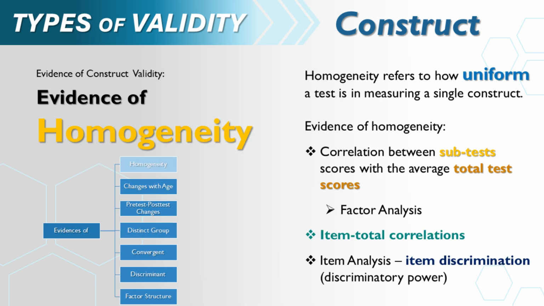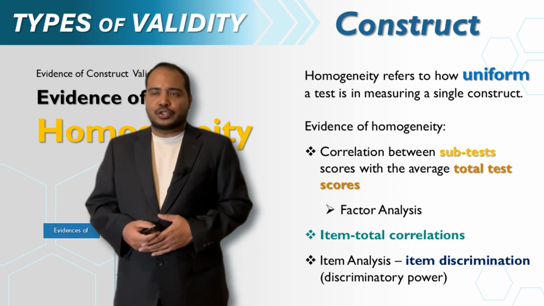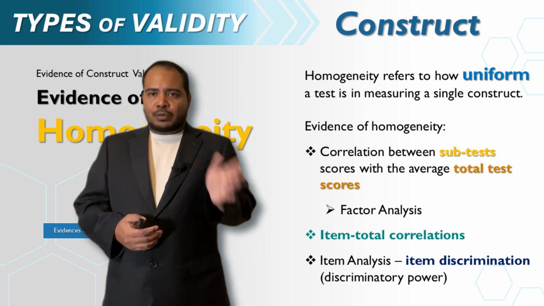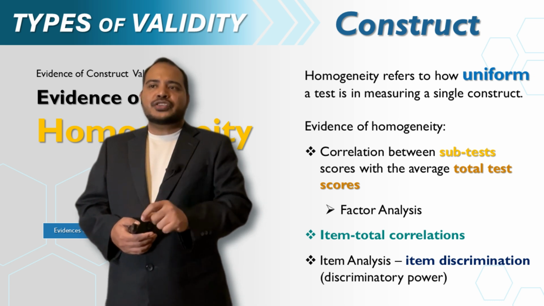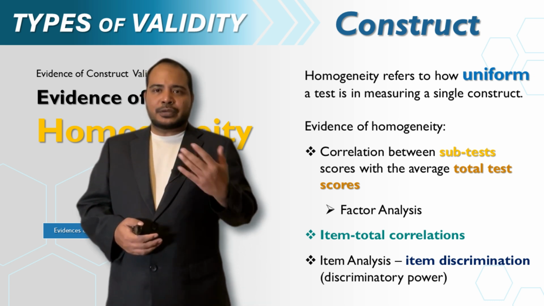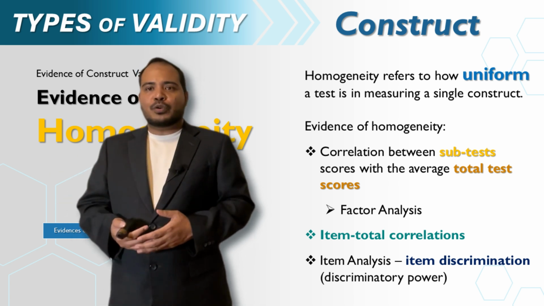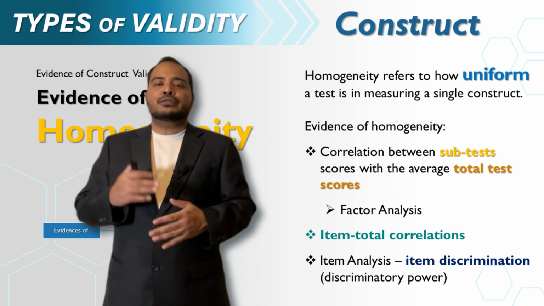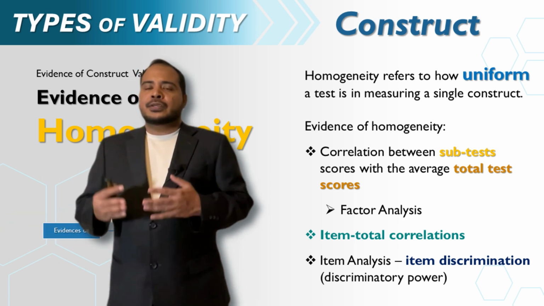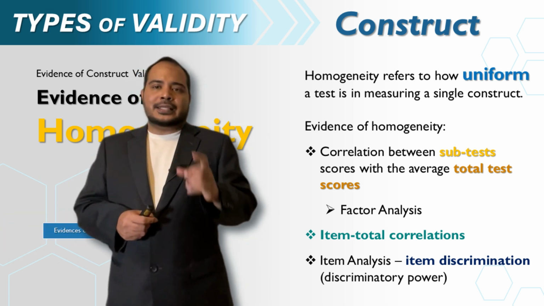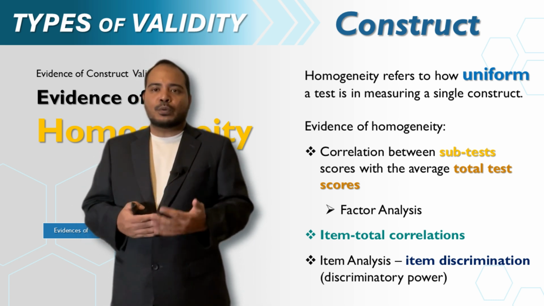Among the evidence of construct validity is homogeneity of the test. So what is homogeneity? Homogeneity refers to how uniform a test is in measuring a single construct. So basically, we refer to a test that measures only one construct. The antonym of homogeneity is heterogeneity. You will find a lot in your study after this, homogeneous tests and heterogeneous tests. So an evidence of construct validity is that the test only measures one thing, one construct. We refer to this as homogeneity of the test.